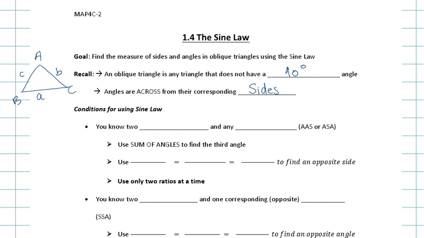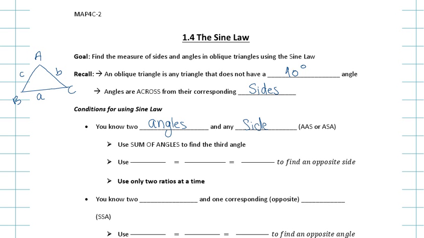When do I use the sine law? So number one, you have to have an oblique triangle. Okay, so you have to have a triangle that doesn't have 90 degrees. And then you must have two angles and a side. So they must give you two angles and any side. What AAS or ASA stands for is angle, angle, side, or angle, side, angle. This is what they stand for.